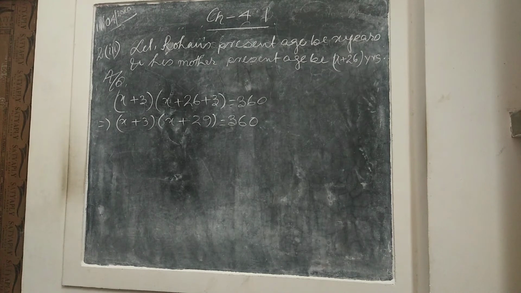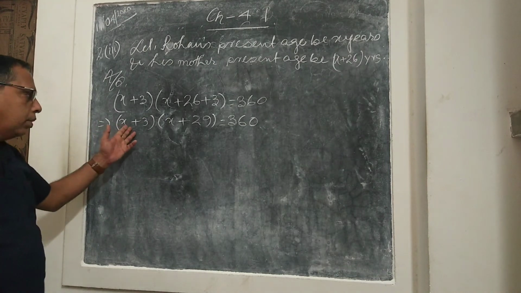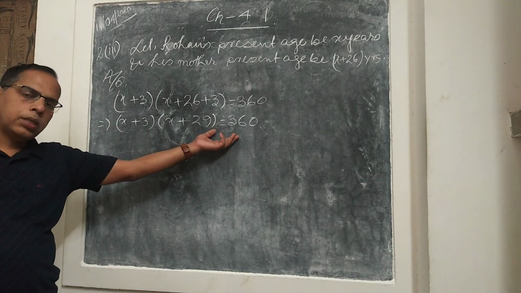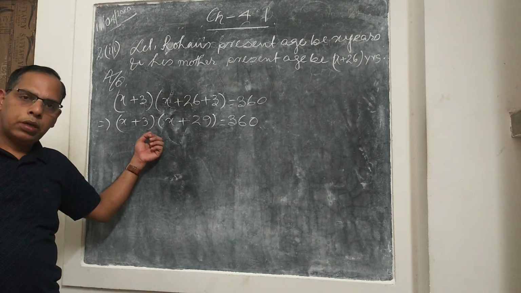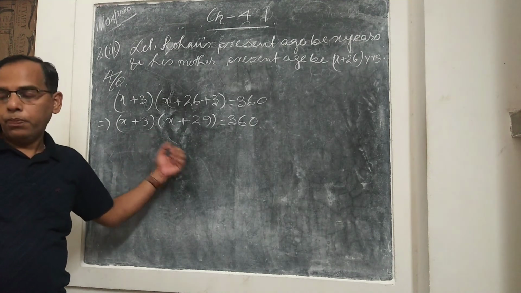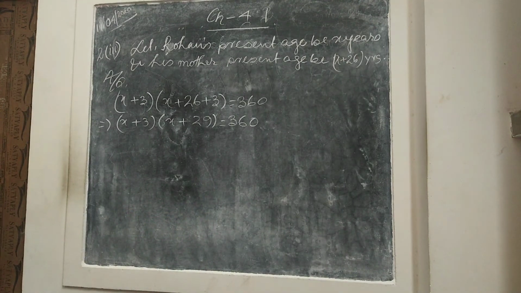So you solve it, you multiply, then you bring the 360 to the left hand side, then you do it by middle term factorization. Okay, clear? Now let's see the next one.